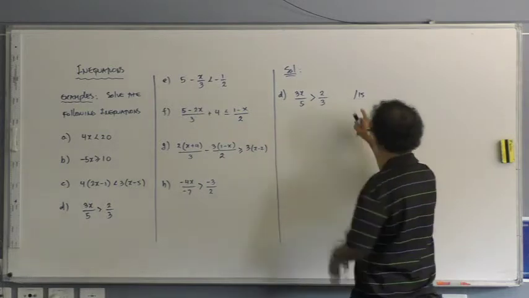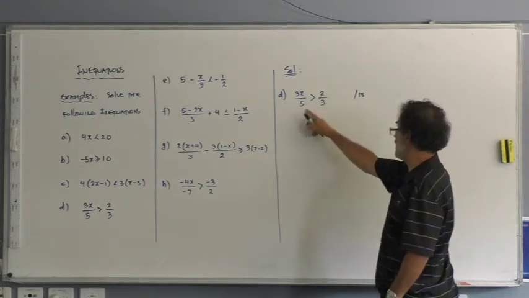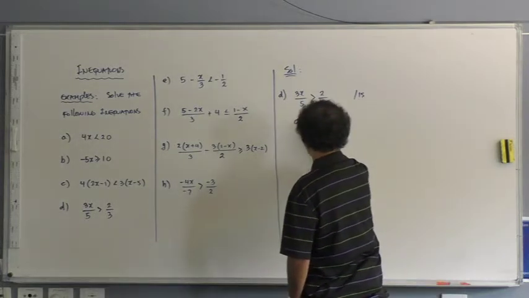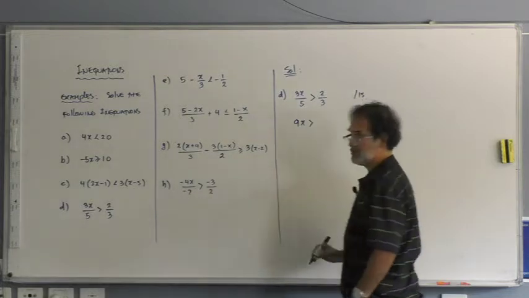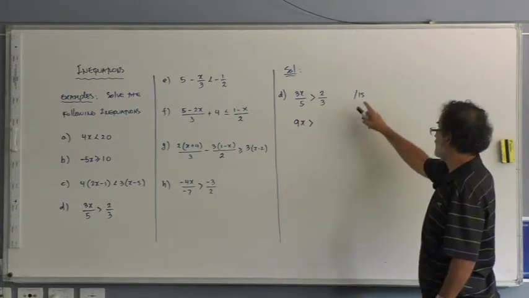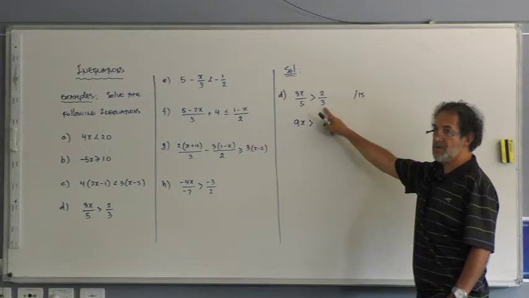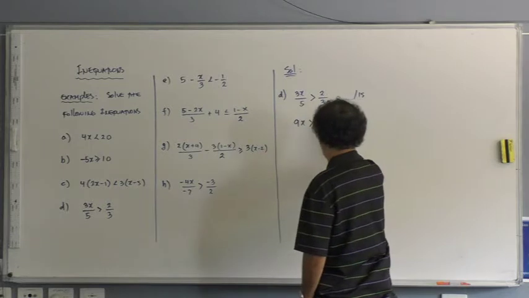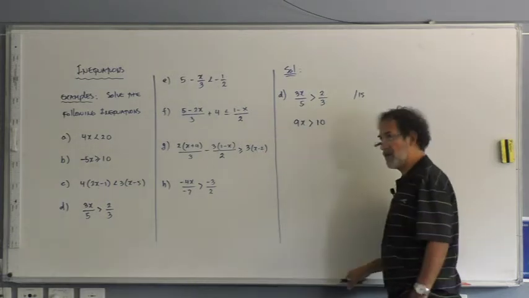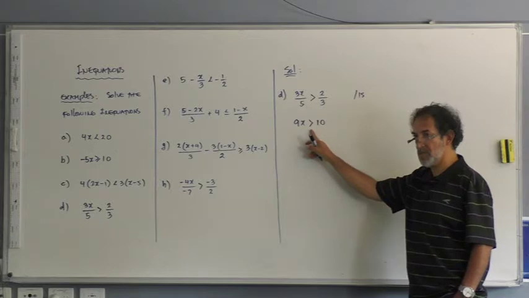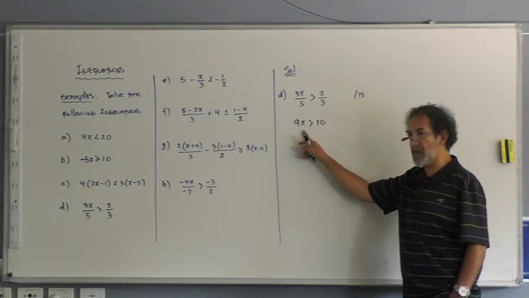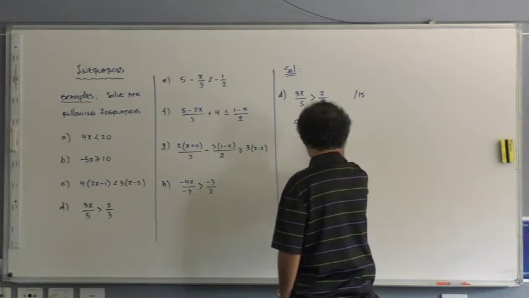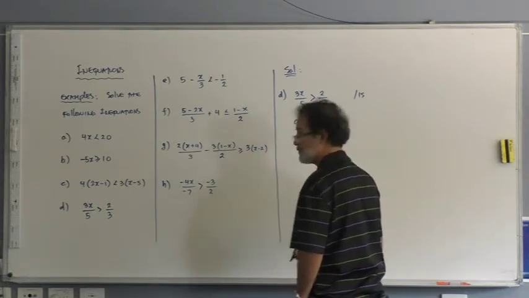And then we do as we did before. 15 divided by 5 is equal to 3, and then 3 times 3 is equal to 9, so it's 9x, greater than. Then 15 divided by 3, and then times 2, is 10. Then we're going to divide by 9. Do we need to switch this? No, because we are dividing by a positive number. So x is going to be greater than 10 over 9.